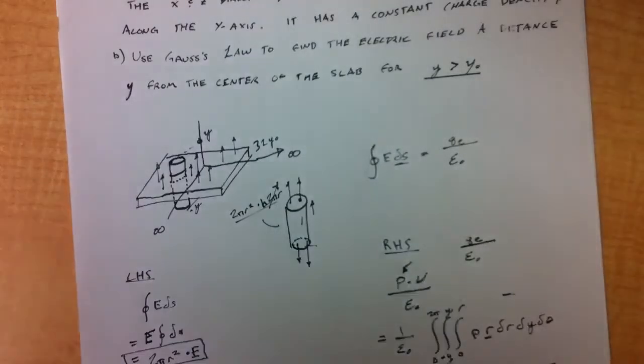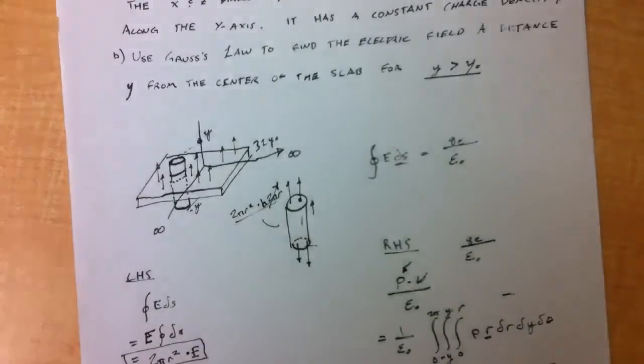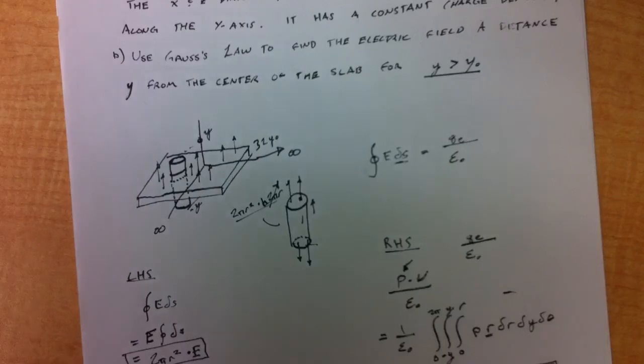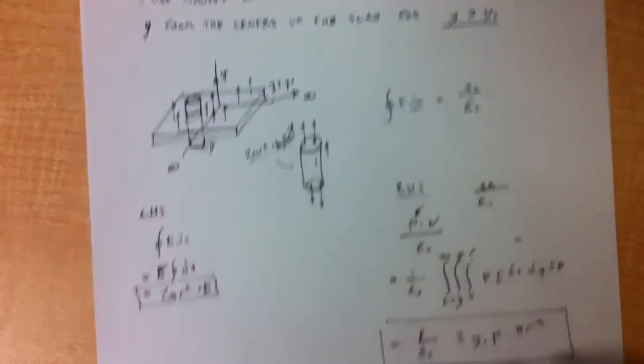Now what we're going to do is we're going to combine the two and see if any magic happens where we can cancel out one or the other, or cancel out things from either side. So we'll do 2 pi r. Make sure you guys can see this.